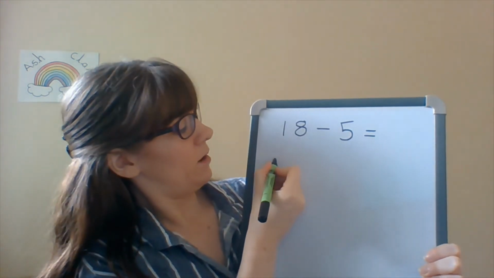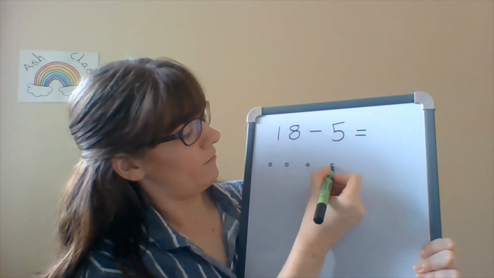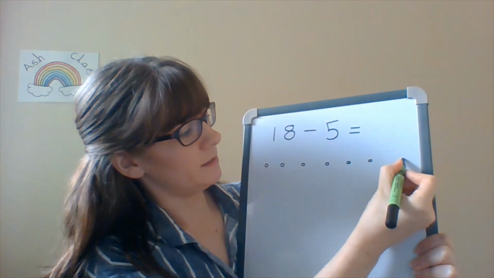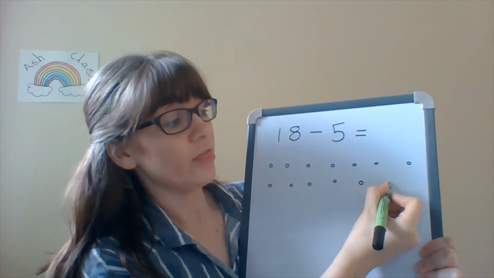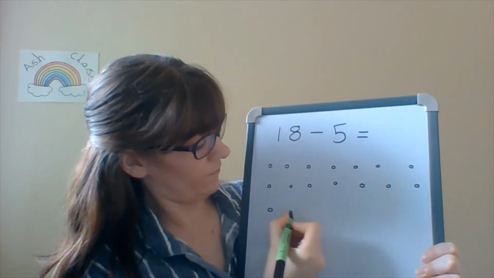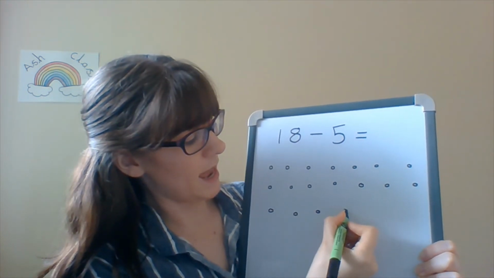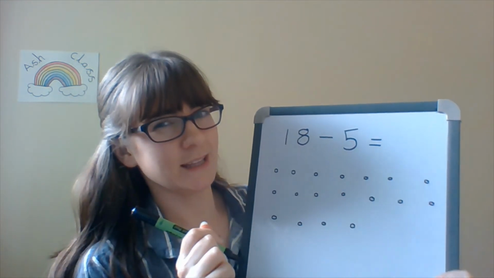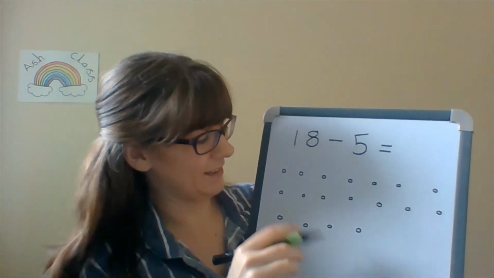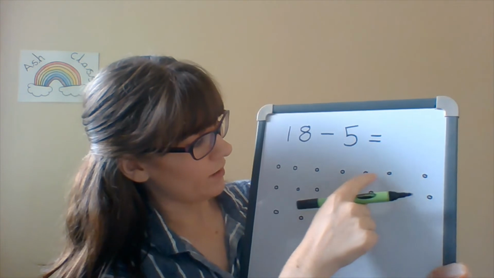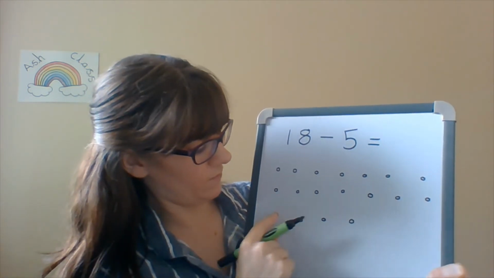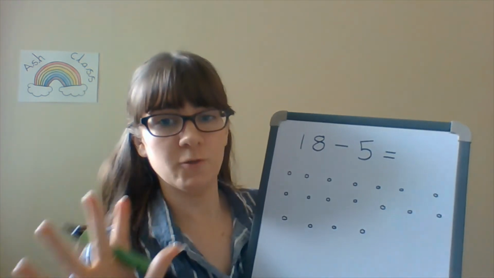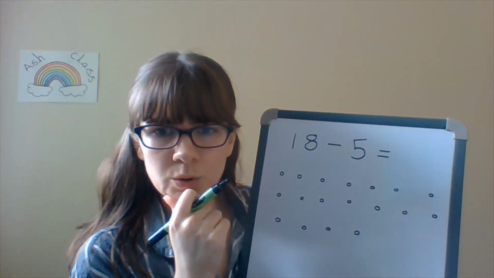So I need to draw 18. 1, 2, 3, 4, 5, 6, 7, 8, 9, 10, 11, 12, 13, 14, 15, 16, 17, 18. I'm going to double check that because that was a lot and I want to make sure I've done it right. 1, 2, 3, 4, 5, 6, 7, 8, 9, 10, 11, 12, 13, 14, 15, 16, 17, 18. Okay, I've got 18. Now what do I need to do?